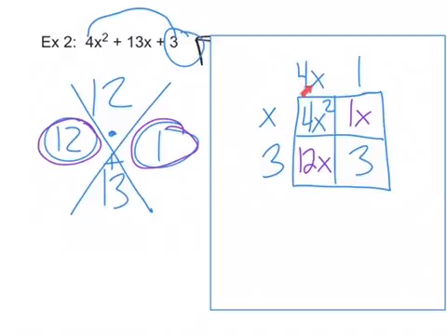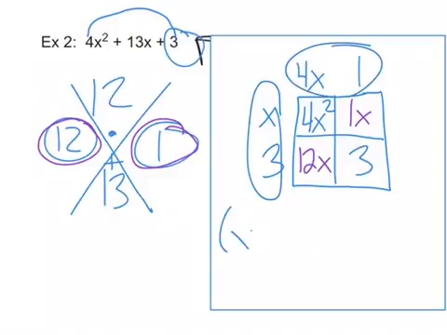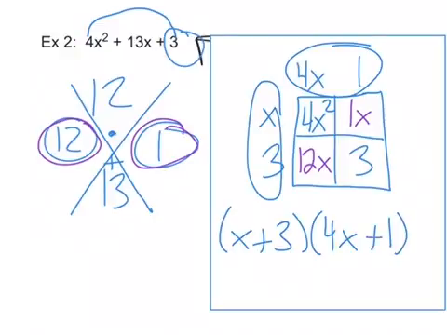How can we check ourselves? We can multiply. 4x times x, 4x squared. 1 times x, 1x. 4x times 3, 12x. And 1 times 3 is 3. So how are we going to write my final factors? They are here and here. So it is x plus 3 times 4x plus 1. That is the correct factors. If I do x times 4x, guess what I get? 4x squared, which is exactly what my original is showing me.